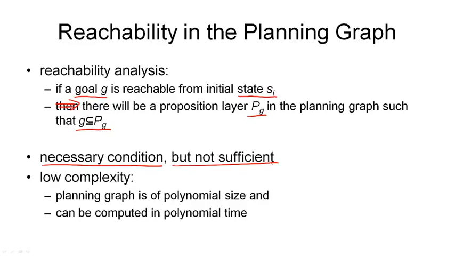The big advantage of the planning graph is, of course, the low complexity. The planning graph is polynomial in size, and it can be computed in polynomial time. And this can be seen quite easily because each action layer and each proposition layer can contain at most all the propositions we have, and that is a finite number. And we have n layers in our graph, so we can have n times the number of symbols we have, and that is polynomial. In other words, we have a criterion for plan existence that we can evaluate in polynomial time, but unfortunately, it's only a necessary condition.